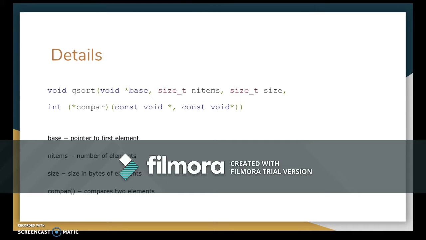Base is the pointer to the first element of the array to be sorted. N items is the number of elements in the array pointed to by base. Size is the size in bytes of each element in the array, and compare is the function that compares two elements. The key point about Quicksort is this comparator function. It takes two arguments and contains logic to decide their relative order in sorted output.